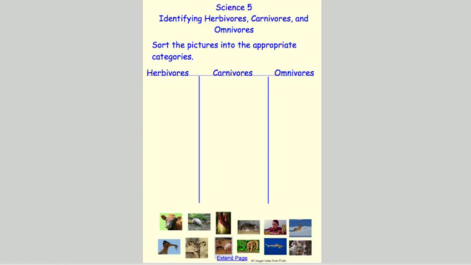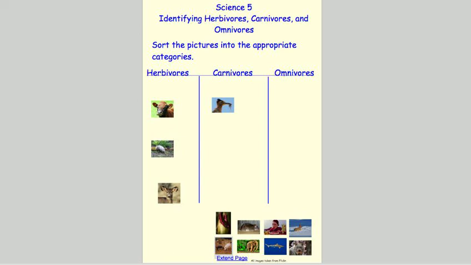Now the students can identify herbivores, carnivores, and omnivores. Sort these pictures into their different categories. Students can sort these, and therefore show the difference and what they know about these different types.